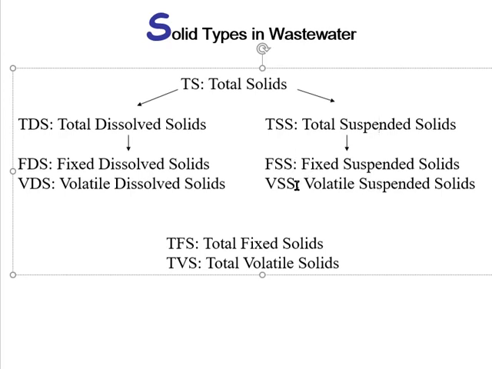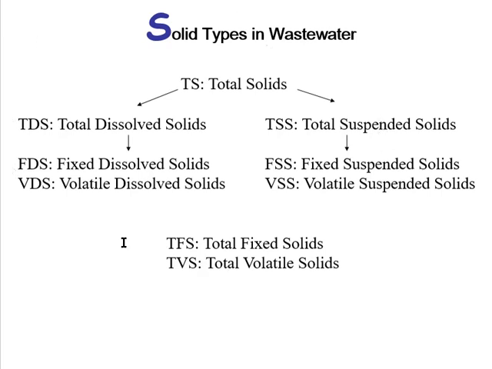So these are the fixed solid and volatile solid. Same thing in the dissolved solid: fixed dissolved solid and volatile dissolved solid. And the summation of these two fixed solids is called the total fixed solid. The summation of the volatile solids is called the total volatile solids. So these are the different types of solids present in a wastewater.